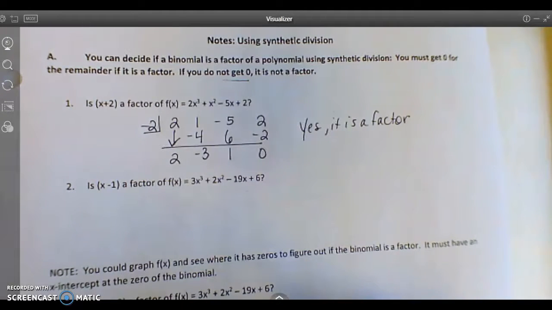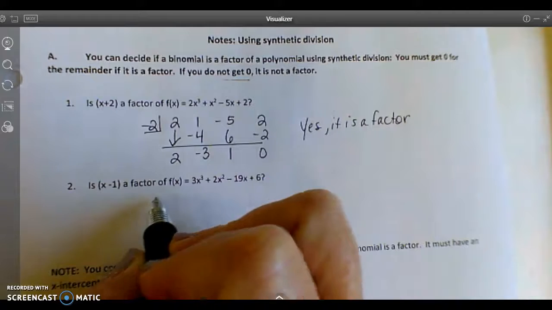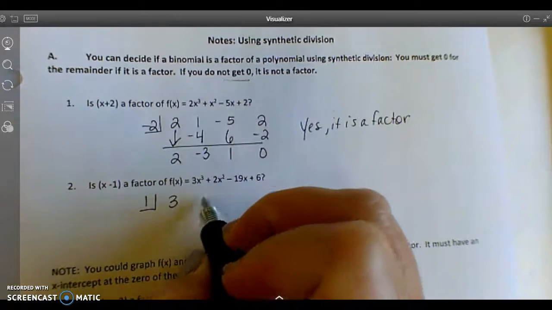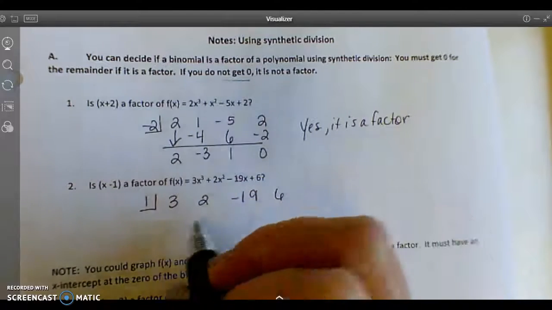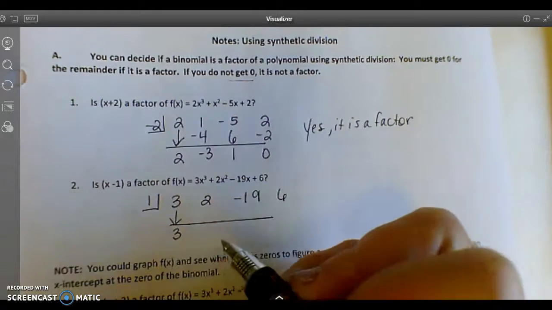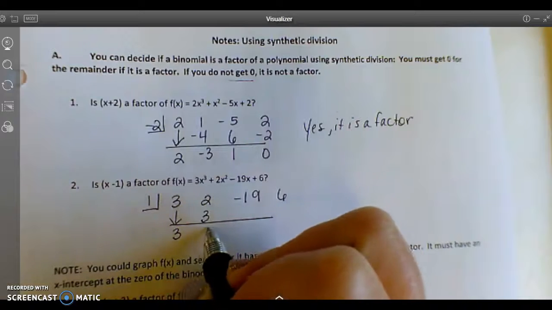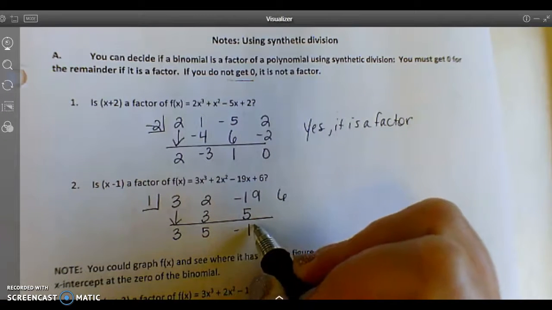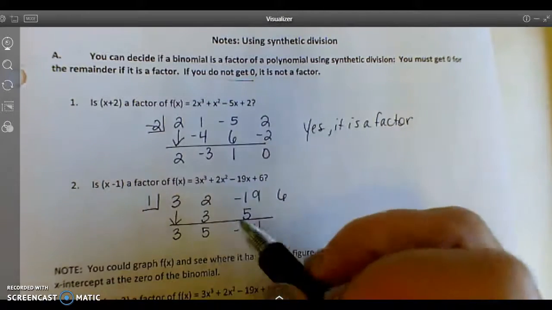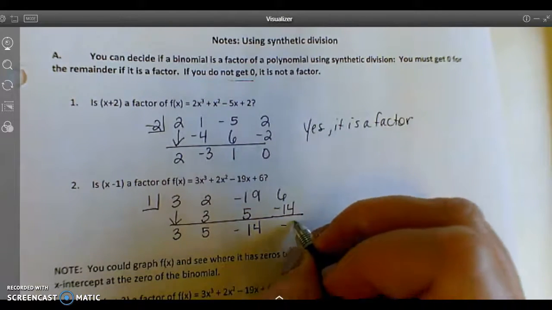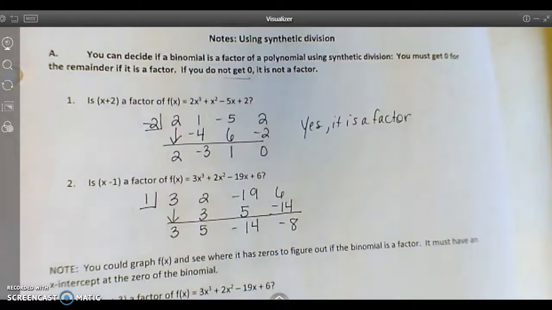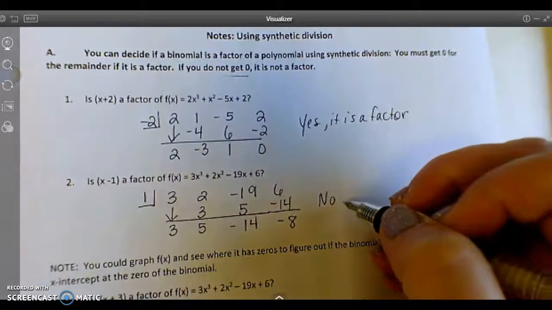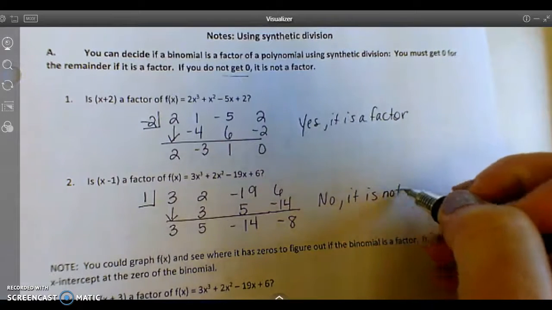So on number 2, if I'm looking for is it a factor, I'm going to put 1 in the box. Put the numbers outside of it. Alright, bring down the first thing. Multiply, add, multiply, add. I think I did that right. Multiply, and add. You did not get a remainder of 0. Because you did not get a remainder of 0, no, it is not a factor.